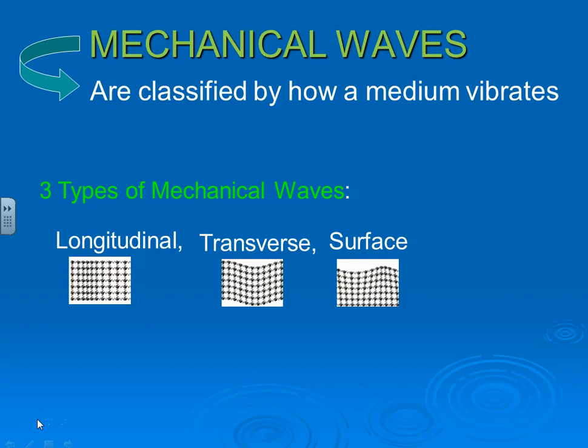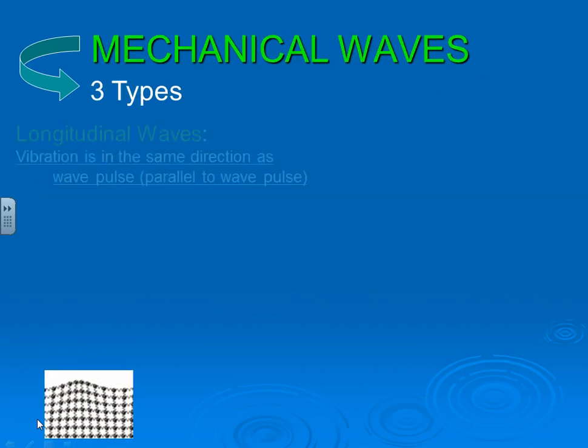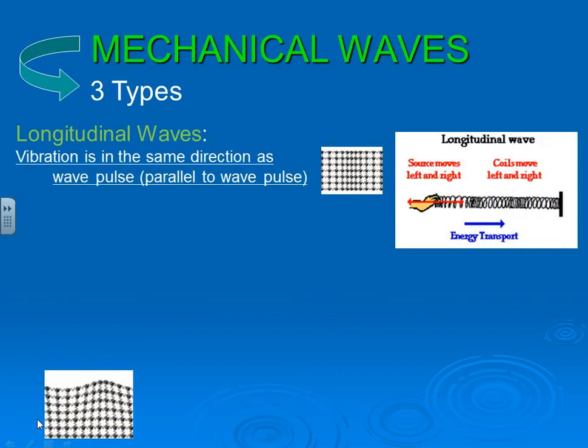Okay. So the 3 different types of mechanical waves, the 3 different types of waves that have to have a medium to move, are going to be longitudinal, transverse, and surface. Okay, and they're classified by the way they move.